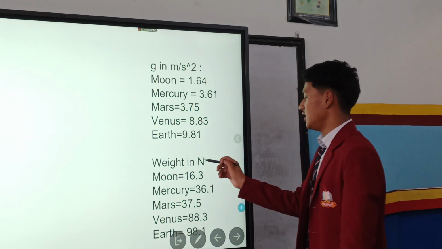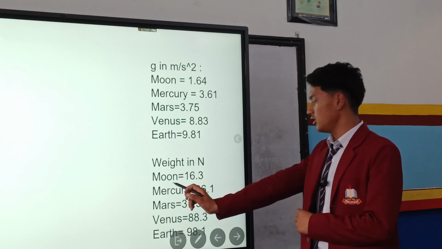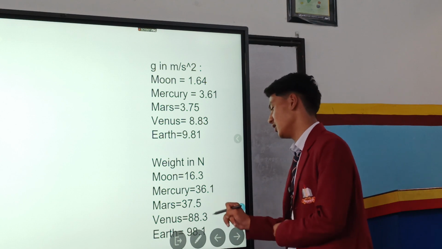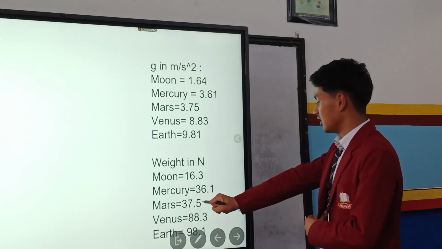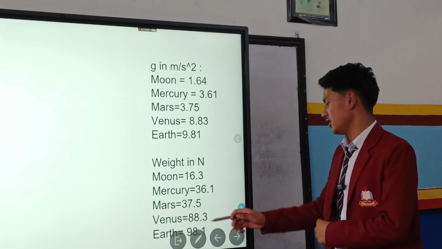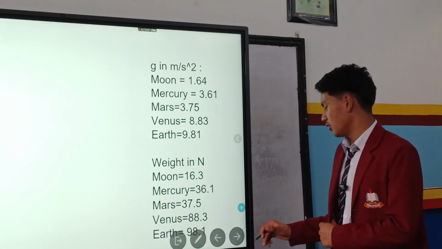And weight in Newtons: Moon is 16.3, Mercury is 36.1, Mars is 37.5, Venus is 88.3, and Earth is 98.1.